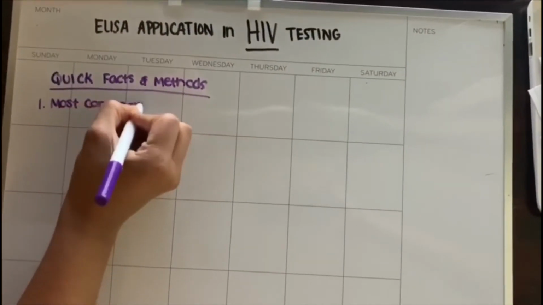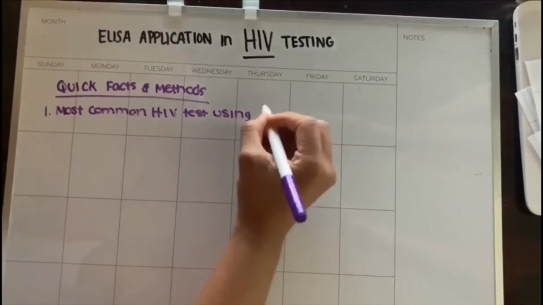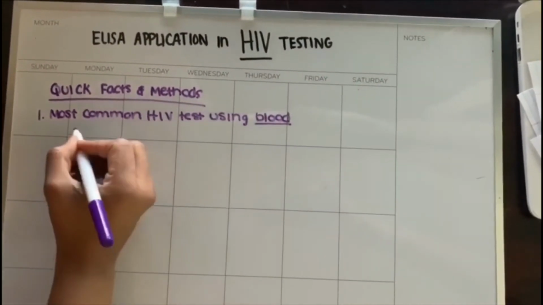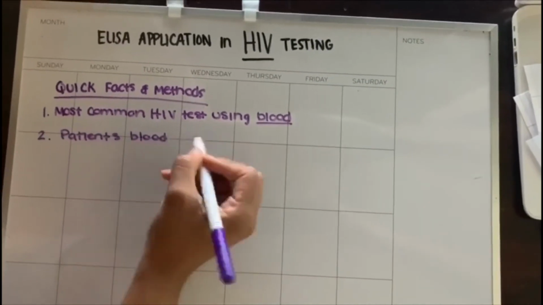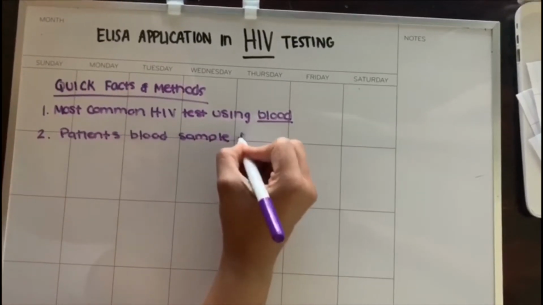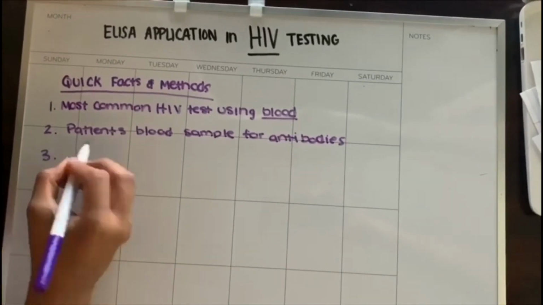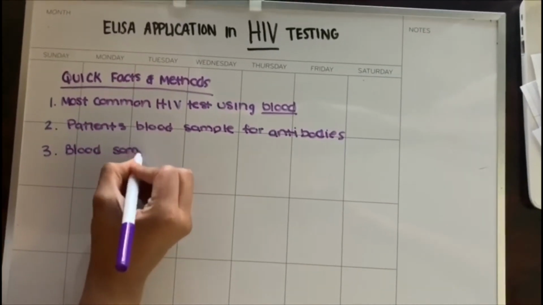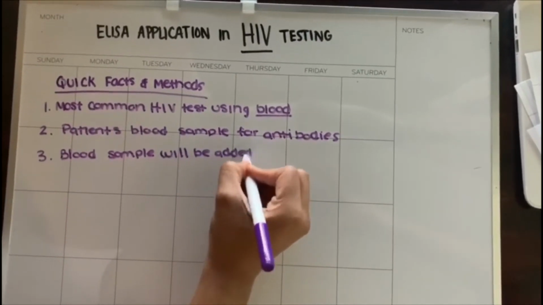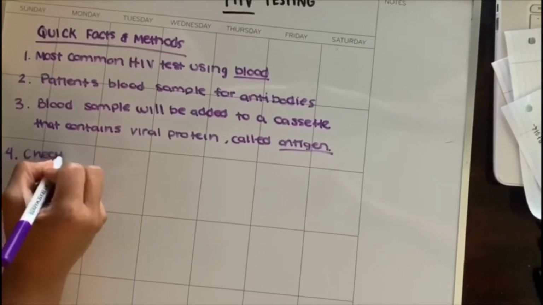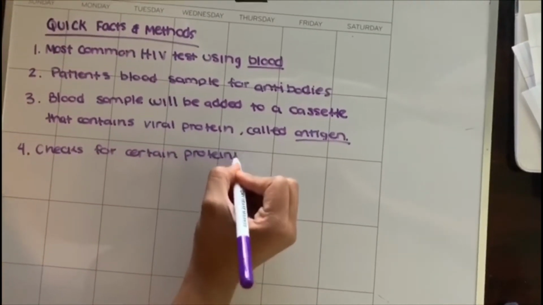Here's some quick facts and methods. In addition, this method is rather clear and simple. The ELISA method is the most commonly used for HIV testing. It starts off by gathering a sample of the patient's blood for the finding of antibodies. This blood sample will be added to a cassette that contains a viral protein, also known as antigen. This testing will be checking for the response of a certain protein that body makes in response to HIV. If tests come back positive, it has a 99.9% accuracy.